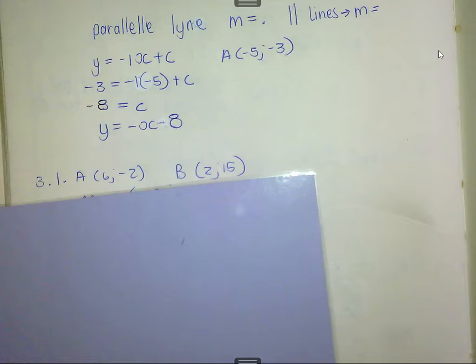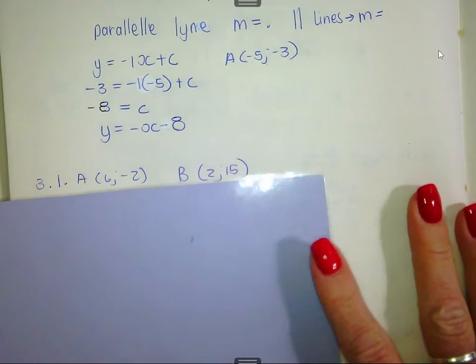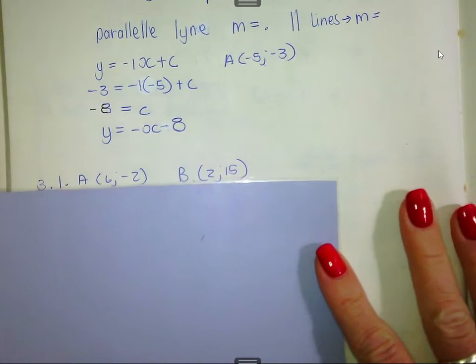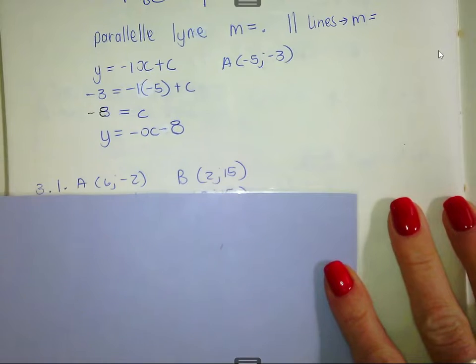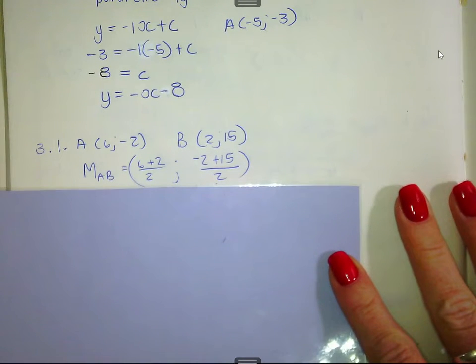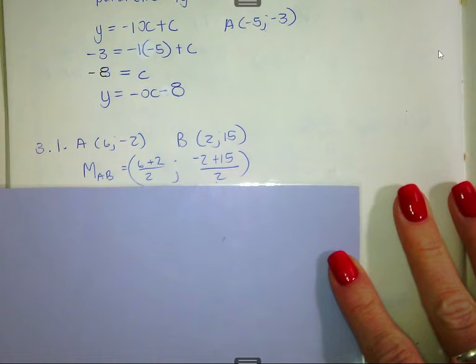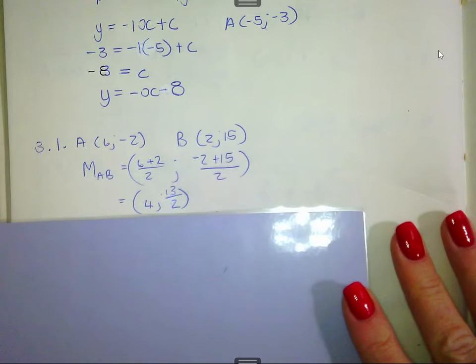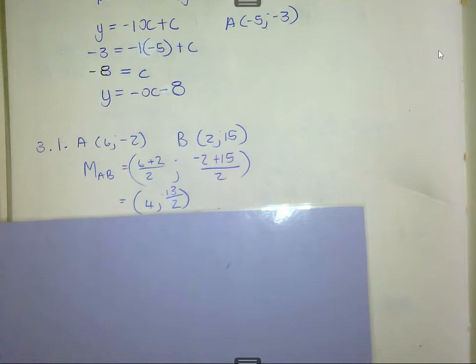Right, determine the coordinates of M, the midpoint of AB. So you had the coordinates of A, you had the coordinates of B. So we're calculating the midpoint. You add the x's, divide by 2. You add the y's, divide by 2. And then you get an answer of 4 and 13 over 2.